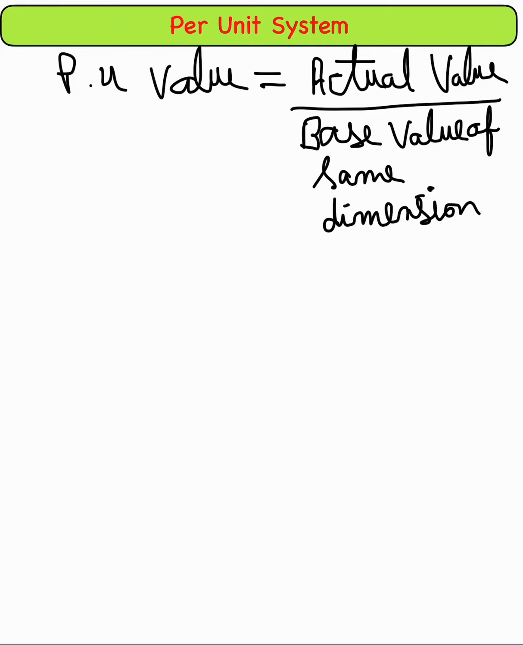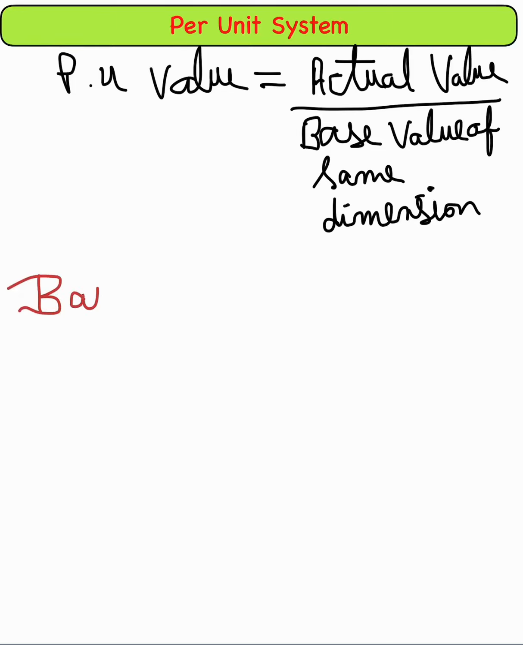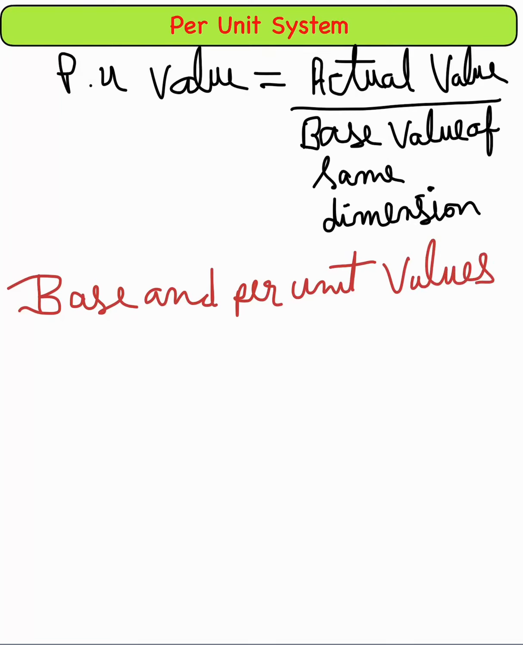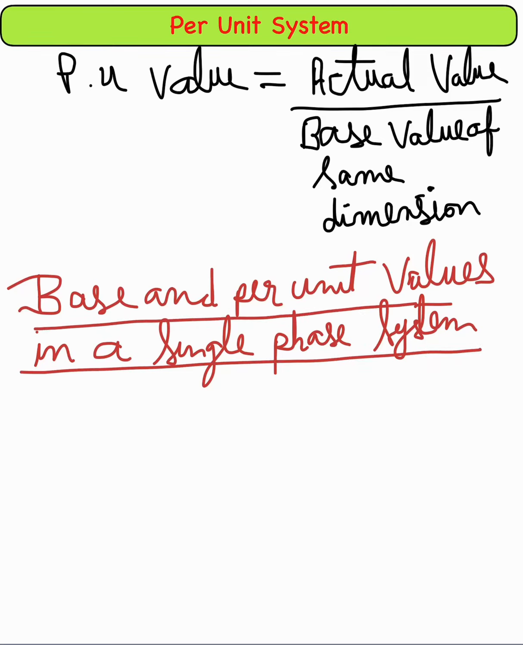Next, come to the topic, that is the base and per unit values in a single phase system. So we calculate the per unit values for a single phase system. So let us select the base quantities.